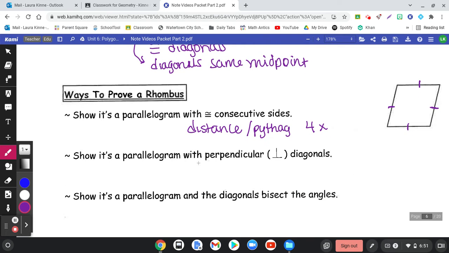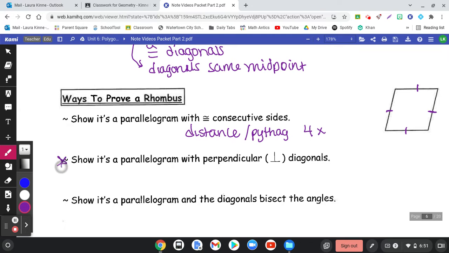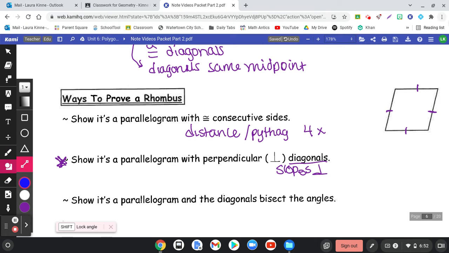You could show it's a parallelogram with perpendicular diagonals. This is the one I like to use. So if you show that the slopes of the diagonals are perpendicular. So again, let me draw my diagonals. It's faster when we're in class at the board, but that's okay.